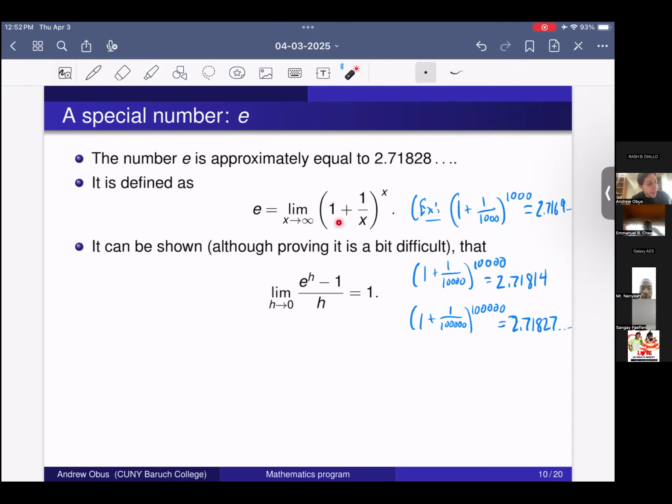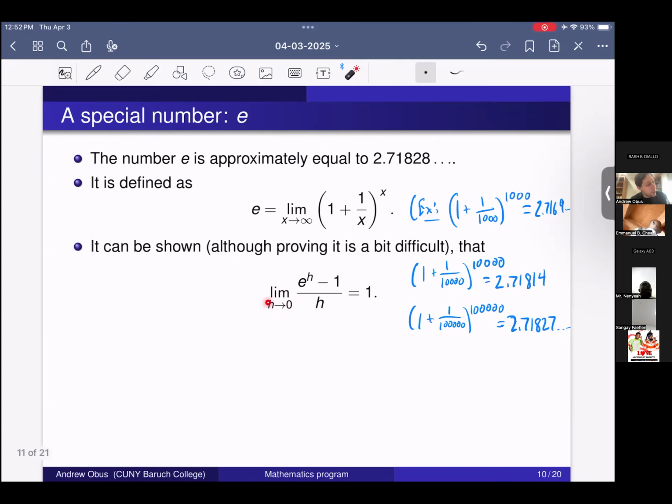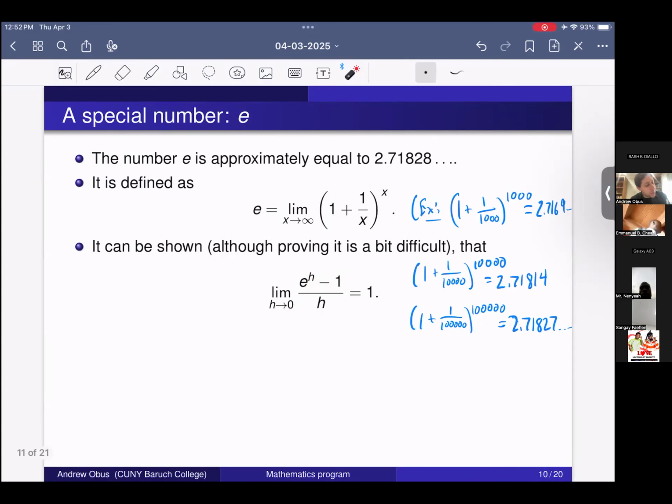So it turns out it's actually very important when calculating compound interest in a bank account, for instance. Not going to do that now, but this limit is kind of a very natural thing. And then e has this very important property, which I'm also not going to prove. If you take the limit as h approaches 0 of (e to the h minus 1) divided by h, this is equal to 1, right?